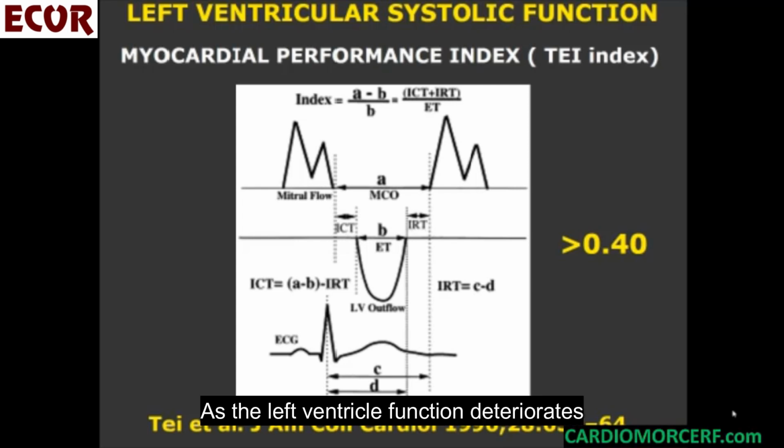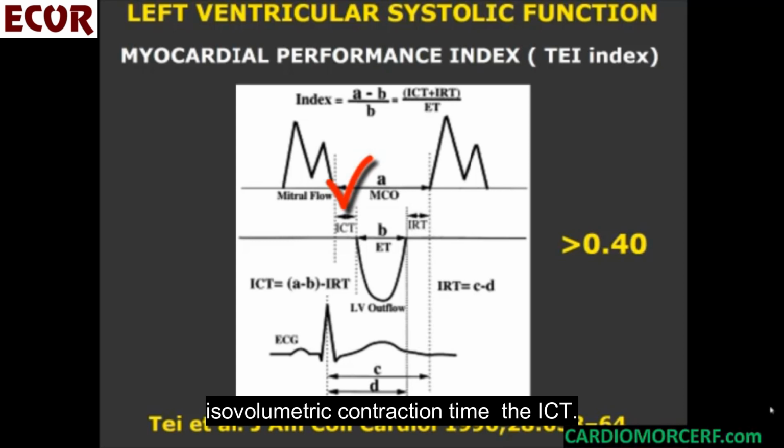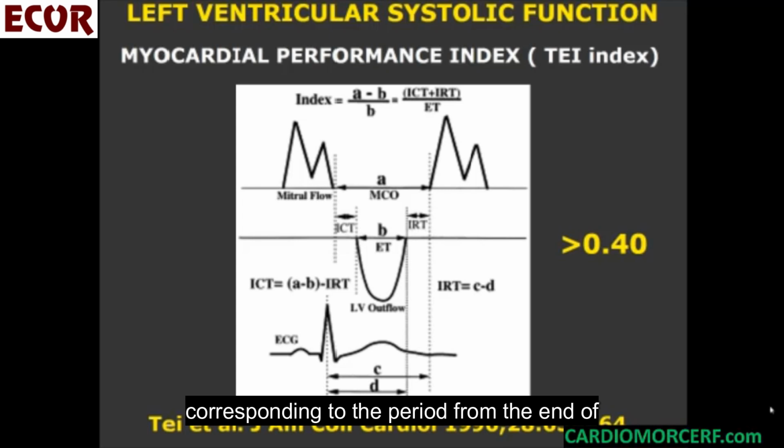As the left ventricle function deteriorates, so does its relaxation, which increases the isovolumetric relaxation time, IRT, corresponding to the period between the end of the ejection to the beginning of the mitral flow. The same happens with the isovolumetric contraction time, ICT, corresponding to the period from the end of the mitral flow to the beginning of the ejection. However, the ejection time of the left ventricle decreases as its function deteriorates.